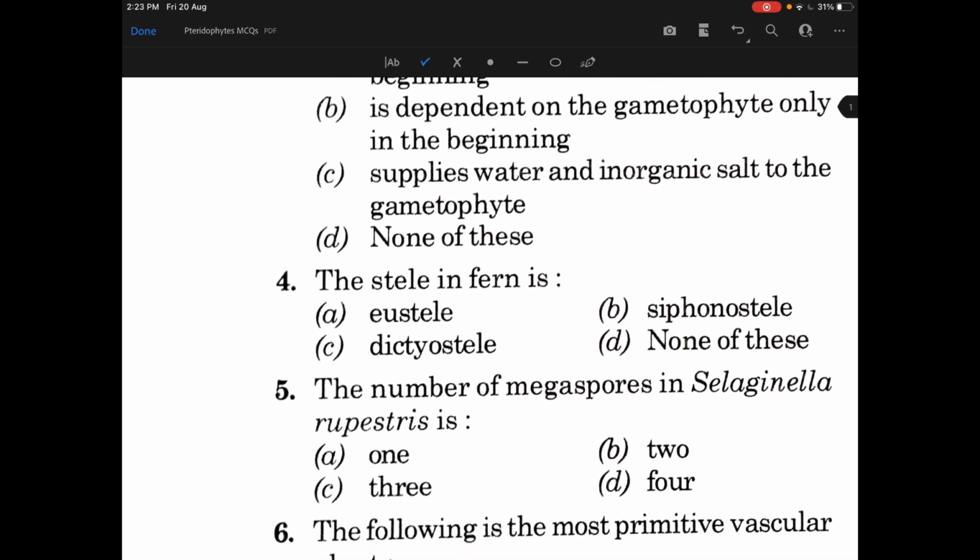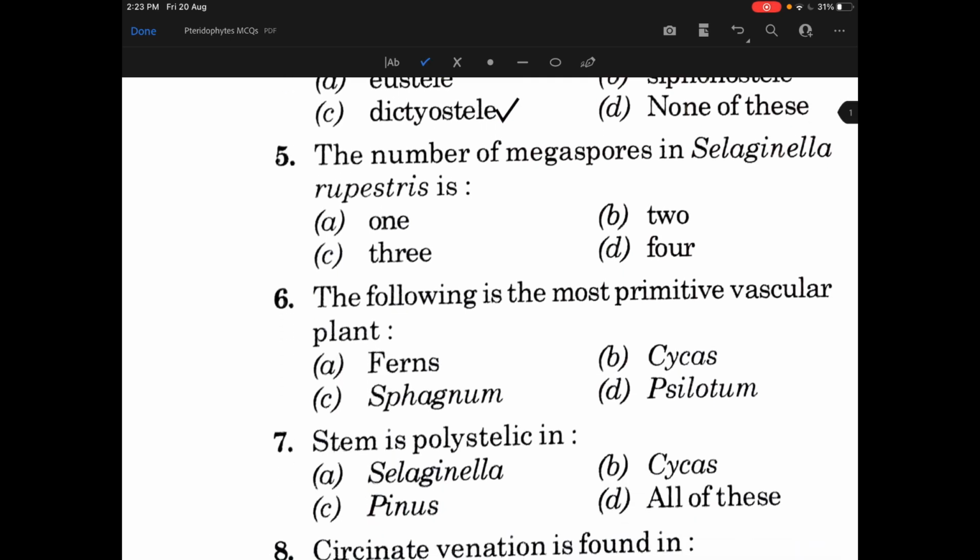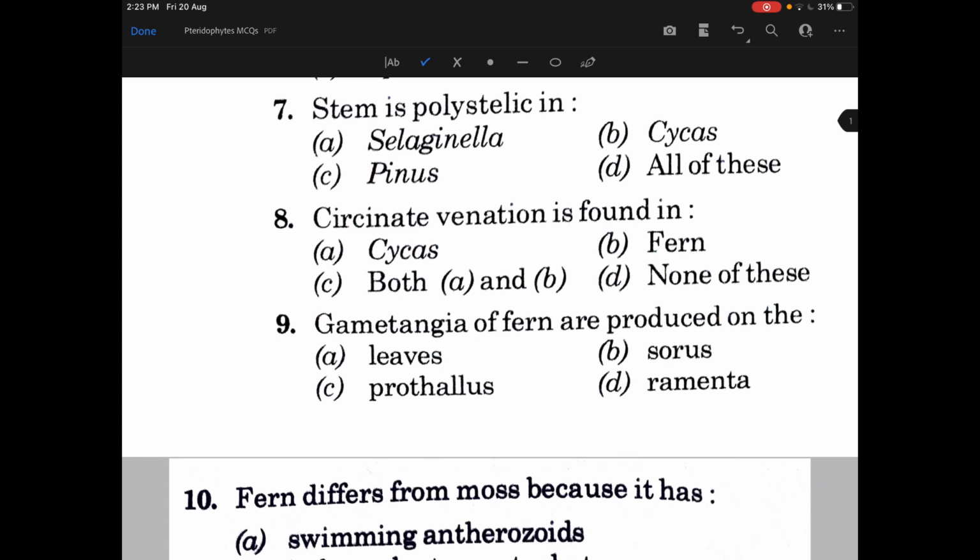Then the stele in fern is dash. The answer is option C, that is dictyostele. Then the number of megaspore in Selaginella rupestris is dash. The answer is option A, that is 1. The following is the most primitive vascular plant. The answer is option D, that is xylitol. Stem is polystylic in dash, and the answer is option A, that is Selaginella.